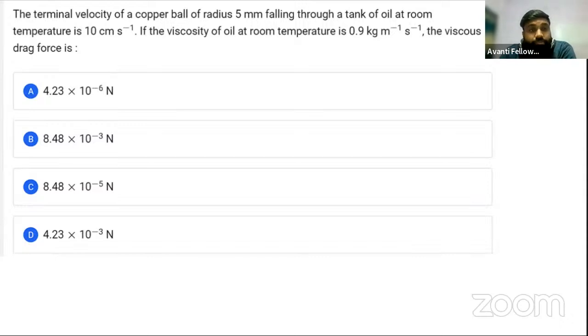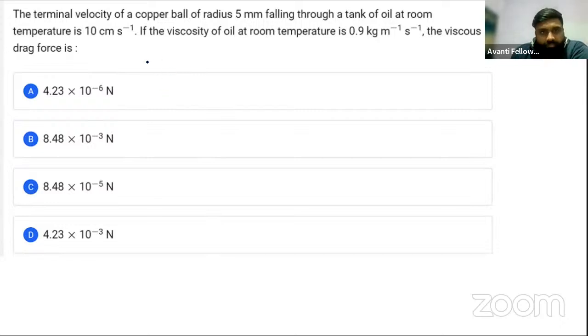Okay. So in this question, the terminal velocity of a copper ball of radius 5 mm falling through a tank of oil at room temperature is 10 centimeter per second. If the viscosity of the oil at room temperature is 0.9 kilogram per meter second, the viscous drag force is.